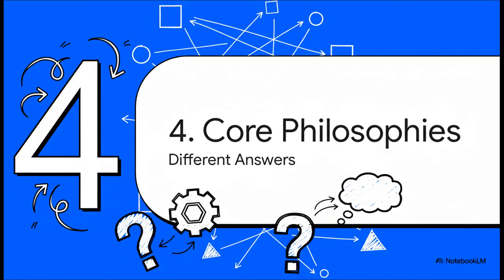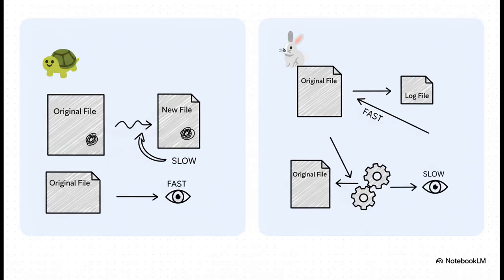And that brings us to section 4, where we'll compare their core philosophies. Okay, one of the most crucial differences is how they handle updates. The simple approach is called copy on write, where you literally rewrite an entire data file just to change a single record. This makes your reads really fast, but of course, writes are slower.